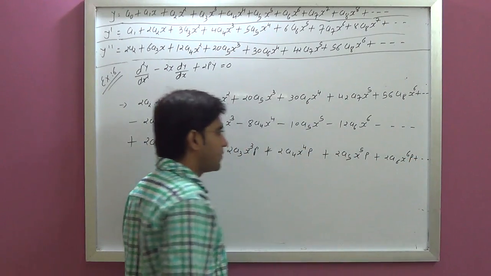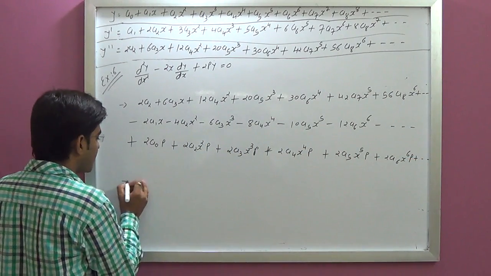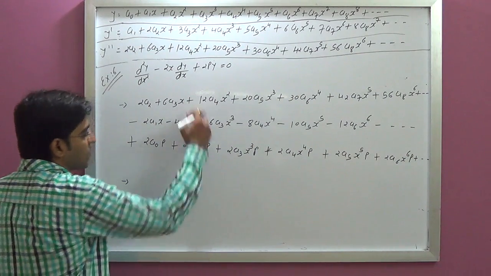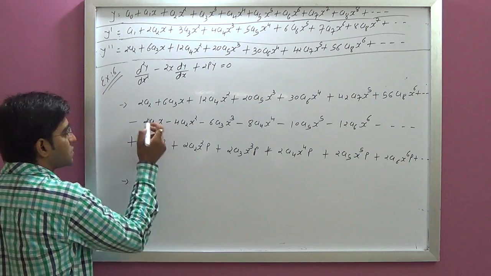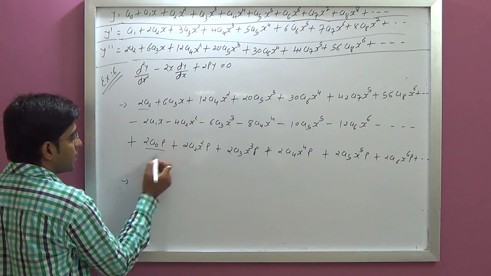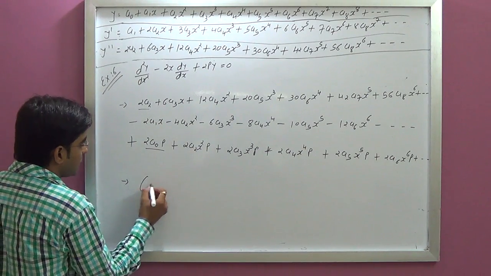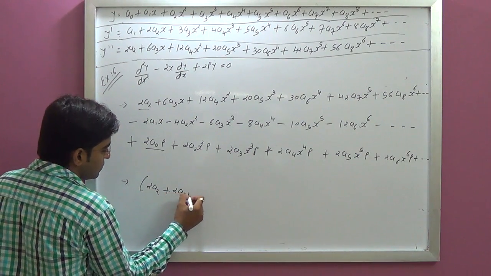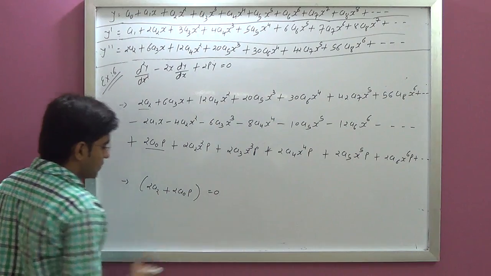Okay, continue. Now comparison, constant term compare, x term compare. Okay, first of all constant term, this one and this one, right? That means 2a2 plus 2a0 p equal to 0.